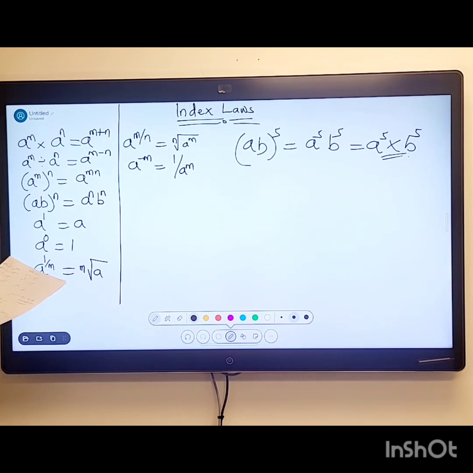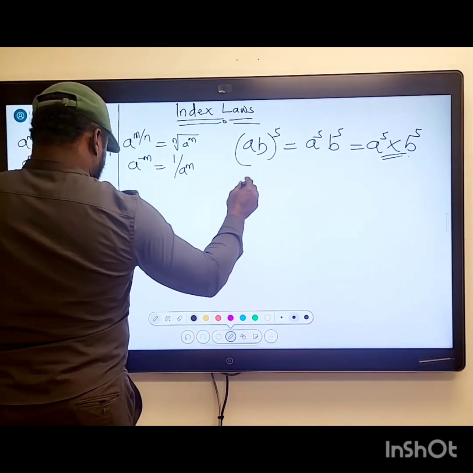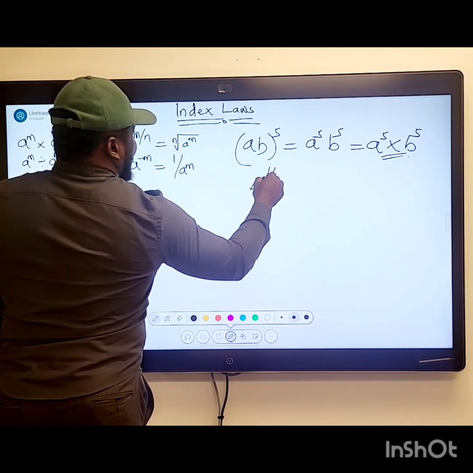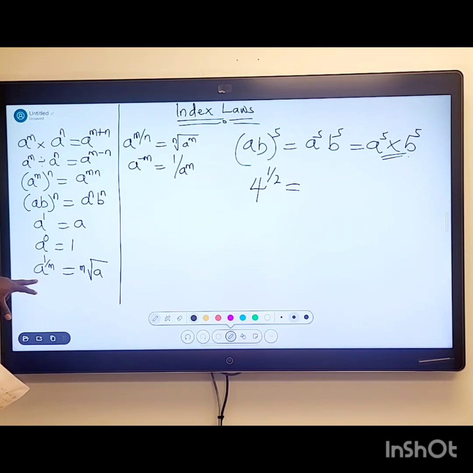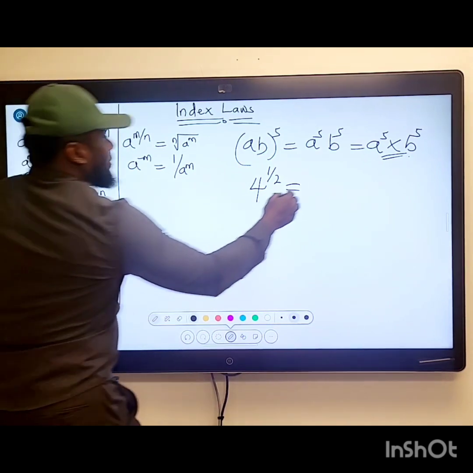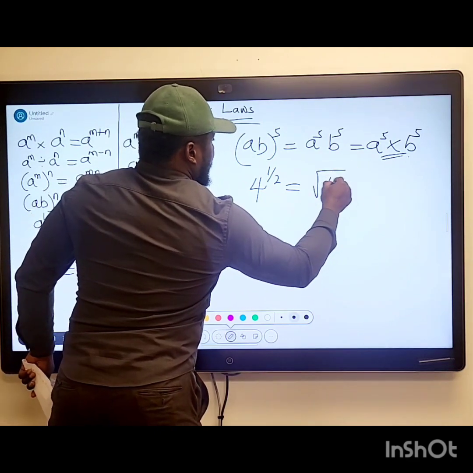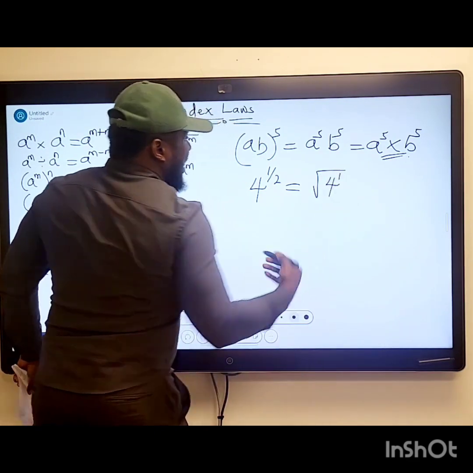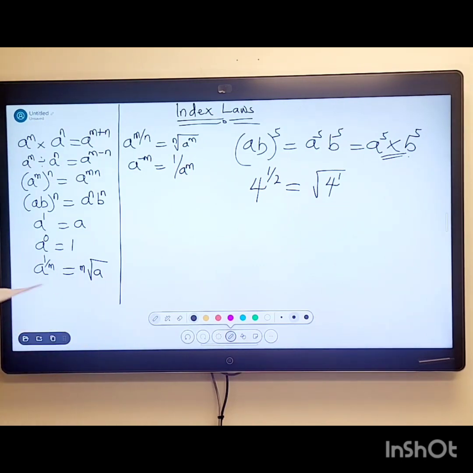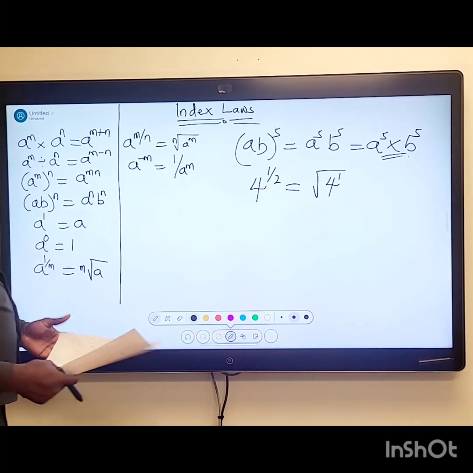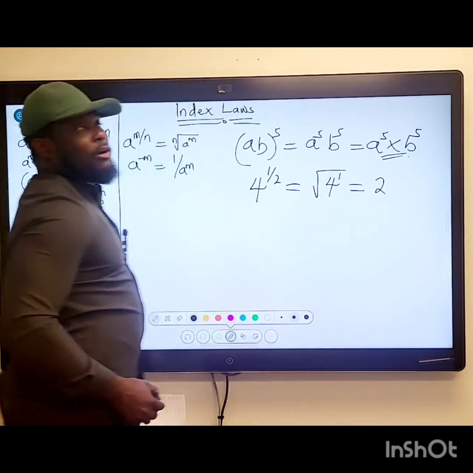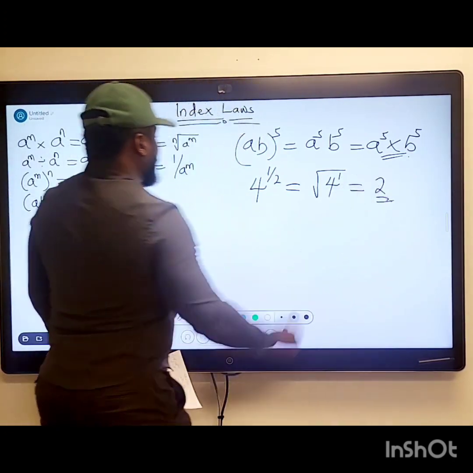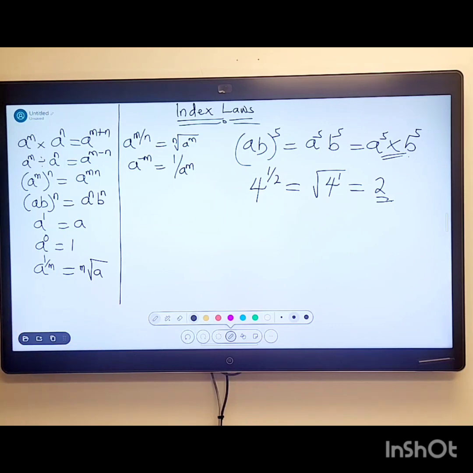Now let's look at another question. If you have something like this, 4 raised to the power 1 over 2, this is referring to the law. So that means this is the square root of 4 raised to the power 1. Remember, you don't need to put the 1, because it's still going to give you the same 4. So this is going to be 2. Remember that the square root of 4 is 2. Very good.